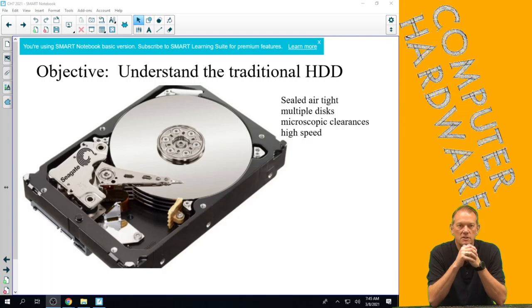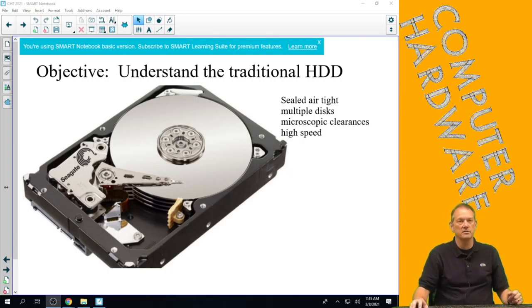And in this one, you can see there are four disks. In this one, there are microscopic clearances on these, which is why it's important to treat them nicely. And they move at extremely high speeds. And we're going to talk about some of those speeds today.